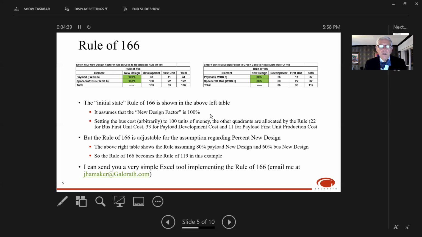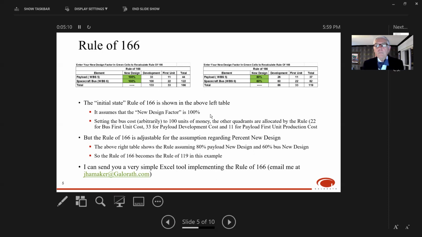The data at the time said that usually about a third of the mission cost is associated with the payload development. So that's where the 33 comes from relative to the 100. And finally, the data I had at the time said that the first unit production cost of the instruments, or the payloads, was about a third of the development cost. That's where the 11 comes from, 1/3 of 33. So in this construct, you see the total in the bottom right-hand corner is 166. So thus the name rule 166.